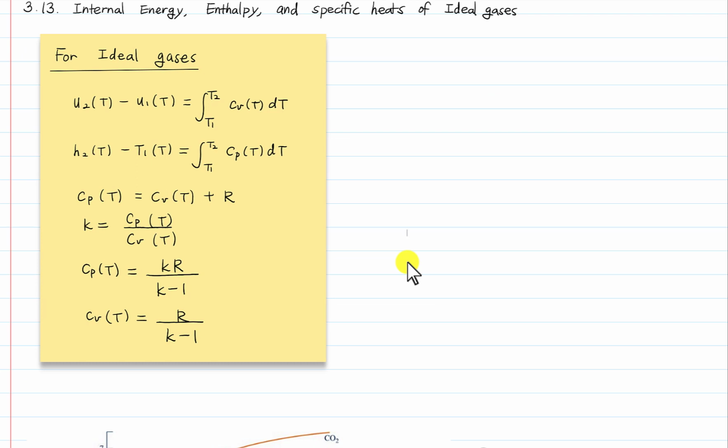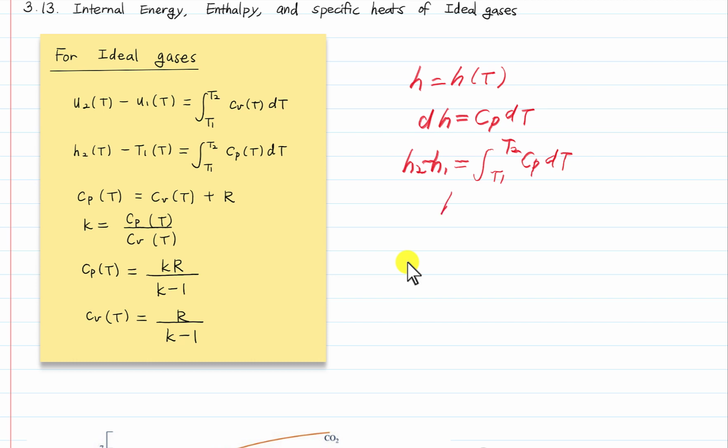Similarly, enthalpy also depends on temperature only for ideal gases. From the definition of specific heat, dh equals Cp dT. So by integrating Cp from T1 to T2, enthalpy change can be expressed as this.